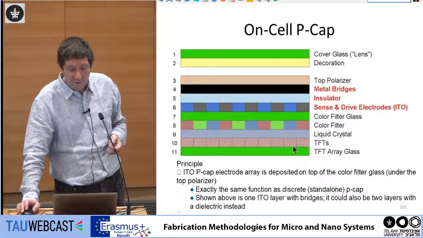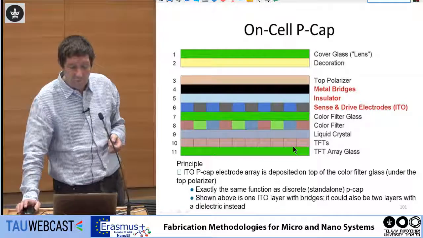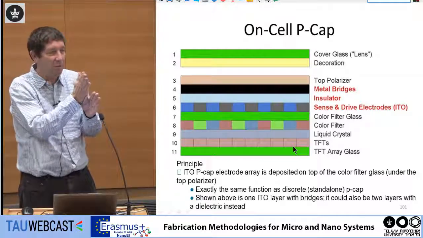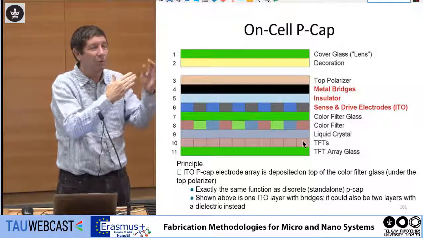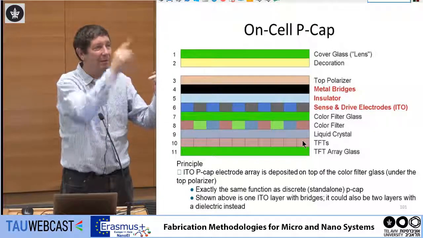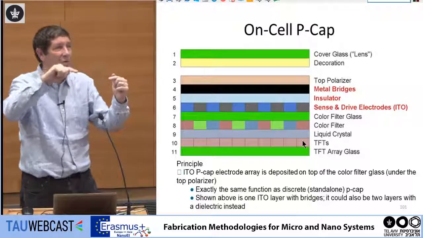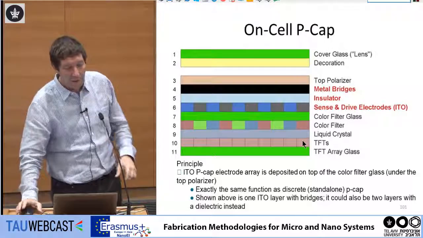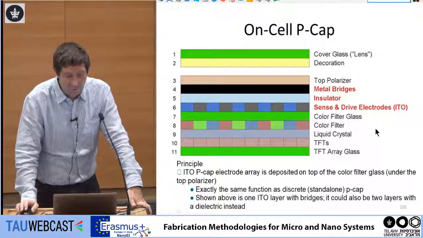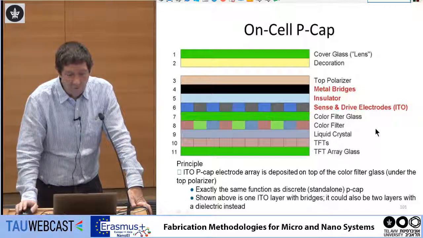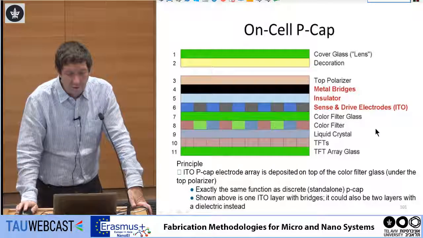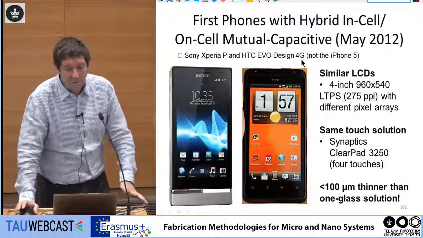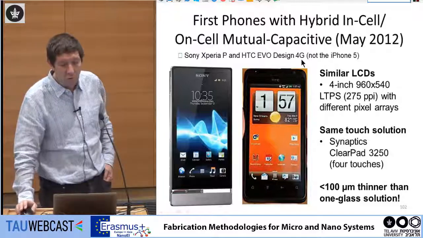When you have a thin film transistor on the bottom, because you need to switch the polarization, you need a transistor to select. You put on the gate, select, and voltage on the drain, then the source is connected to the electrode to bias it for the selection. Then you put a color filter, and on top of it, you put the cover glass. And the first form is hybrid in-cell, on-cell mutual capacitance.